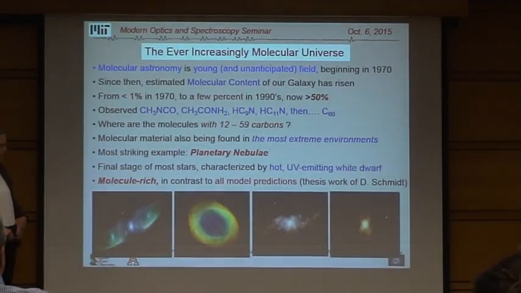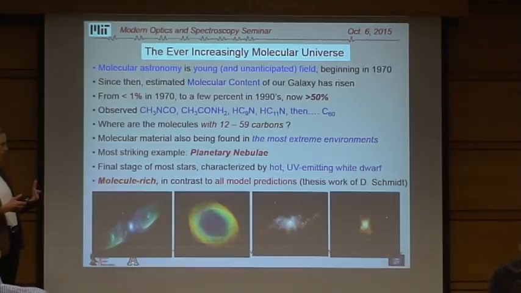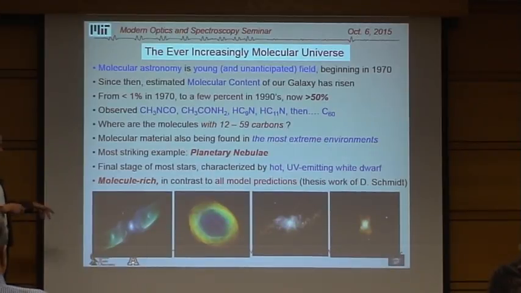They look like this. I'm sure you've seen bright and pretty pictures of them as posters and so forth, but they're the final stage of most stars when they die. They basically lose almost all their initial mass. It flows away from the star. The star becomes a white dwarf star, which is a hot, ultraviolet-emitting star, and it ionizes the material that's flown away from the star, creating these bright, often multipolar nebulae.